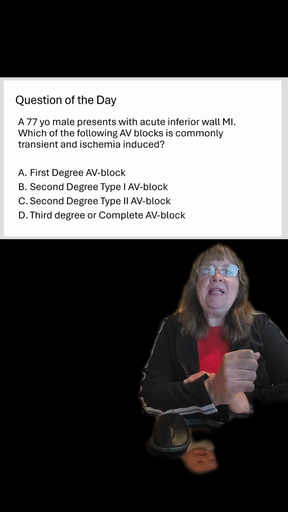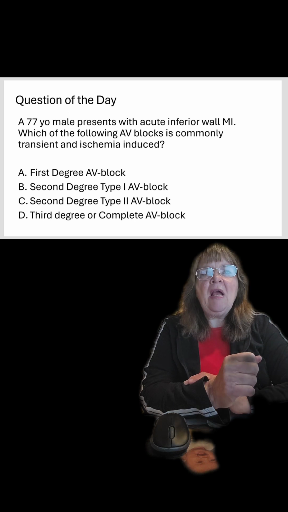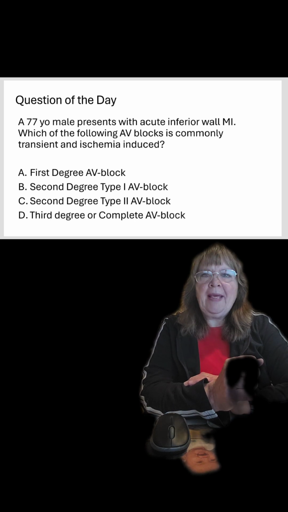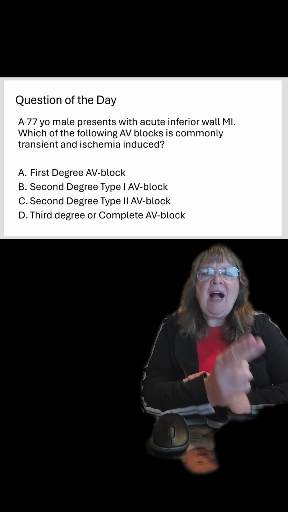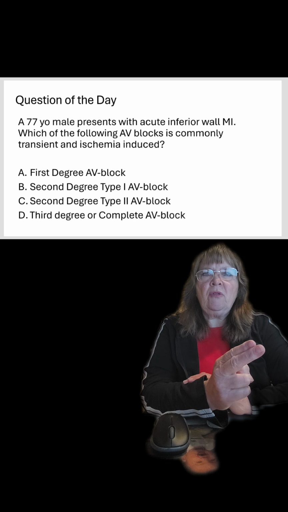Well, guys, the answer is B, second degree AV block type 1. We know it to be Wenckebach. And Wenckebach is very commonly transient. It's very commonly ischemia induced.